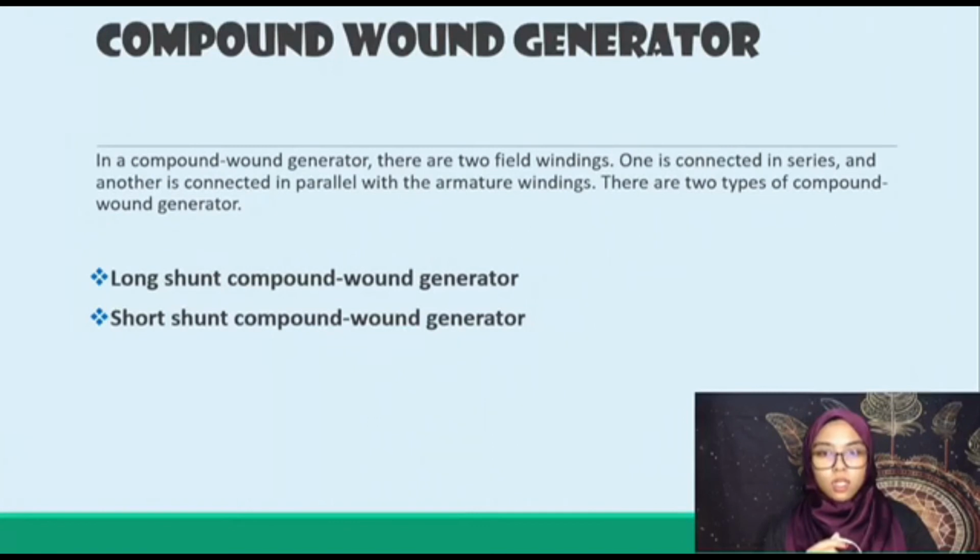It is connected in two ways. One is a long shunt compound generator, and another is a short shunt compound generator. If the shunt field is connected in parallel with the armature alone, then the machine is called a short shunt compound generator. In a long shunt compound generator, the shunt field is connected in series with the armature. The two types of generators are discussed below in detail.